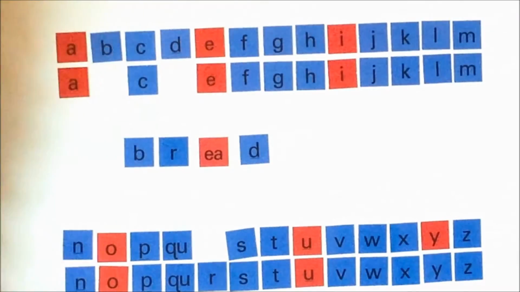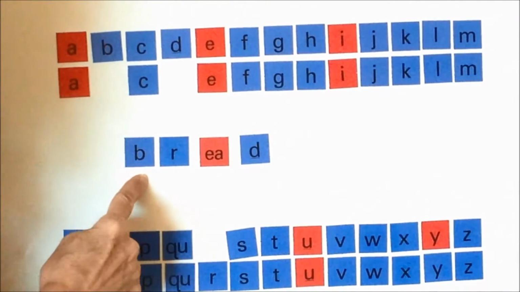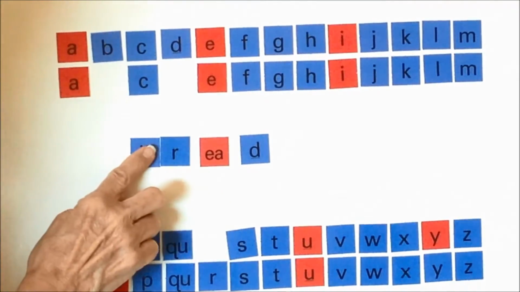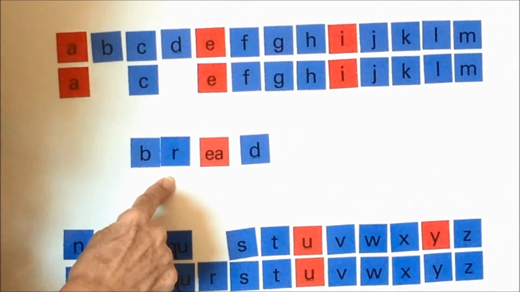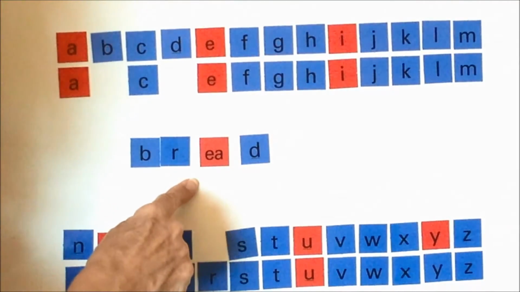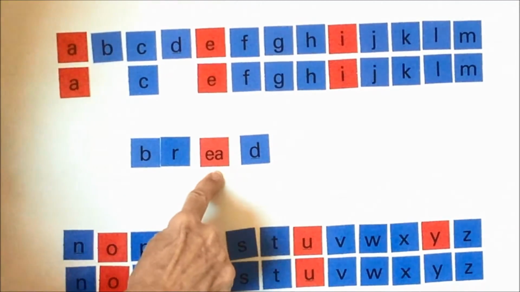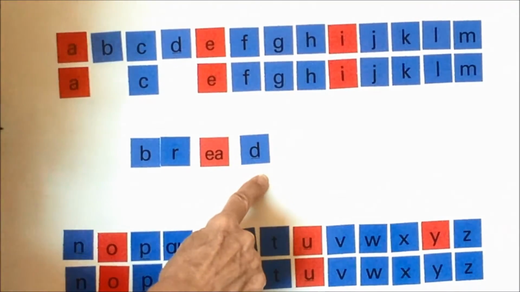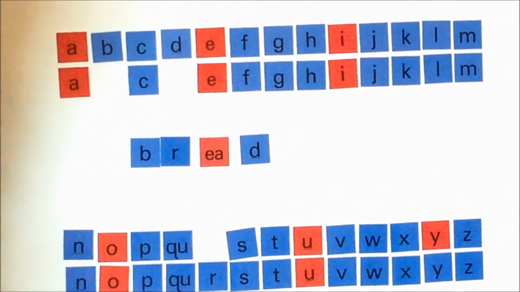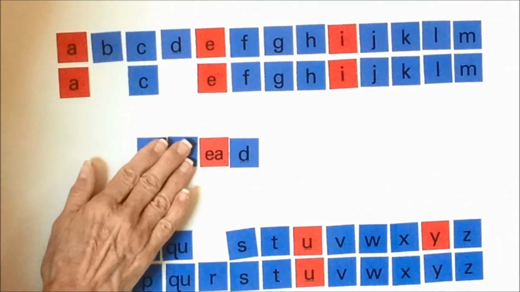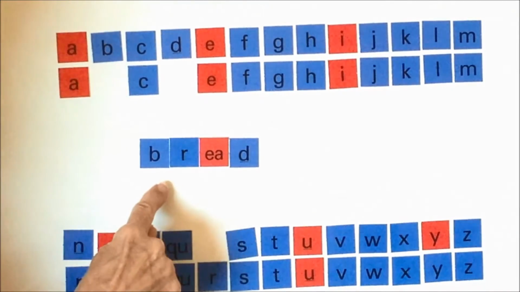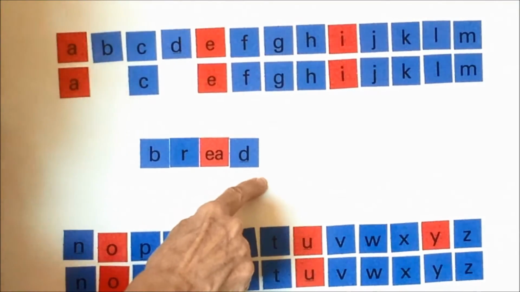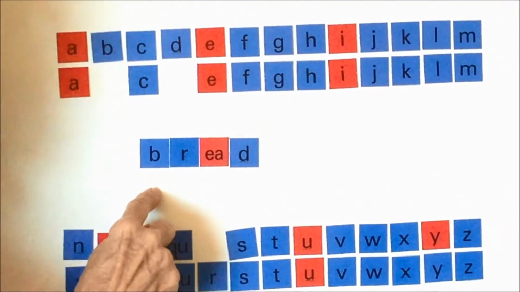Now we're going to tap it out. What sound? B. What sound? And we could also push those together as a little blend and say them together. What sound? Brr. What sound? Eh. That's right, the short E this time. What sound? D. Very good. Let's slide the letters together and we'll say it slowly. Bread.